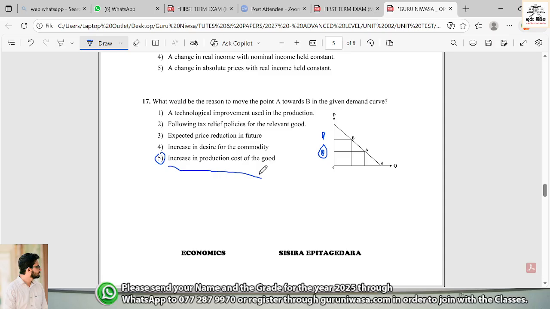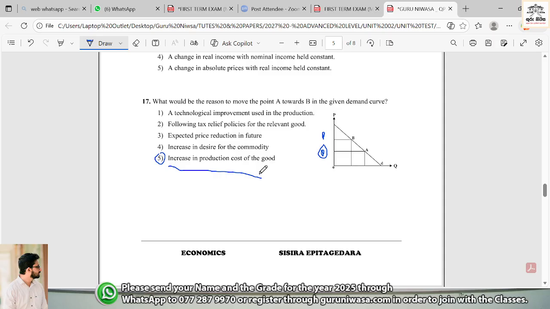Sir, the demand curve won't shift, right? Because it's the expected price, not the price of the product. The point moves along the demand curve when the expected price changes, right, sir? Expected price reduction in the future. Does it shift the demand curve? Sorry, or point A to point B? It may change, but the demand curve won't shift. Yeah, the demand curve won't shift. Yes. Yeah.